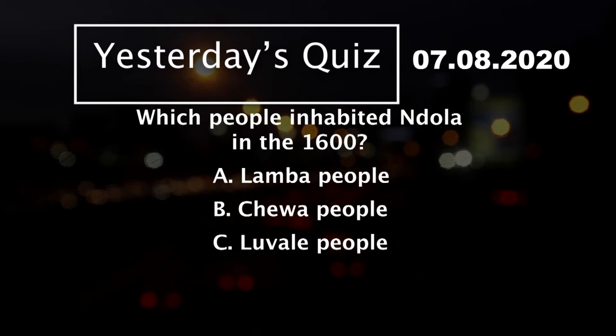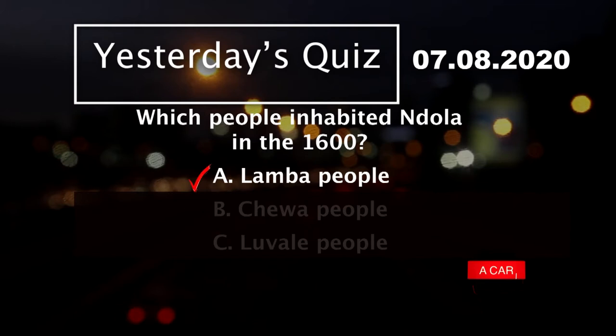Let's go to yesterday's quiz question and find out if you answered correctly. Yesterday's quiz question: Which people inhabited Ndola in the 1600s? A, Lamba people, B, Chewa people, C, Luvale people. The correct answer is A, Lamba people. So if you answered A, you're absolutely right, and you have that chance to win the 10,000 kwacha.